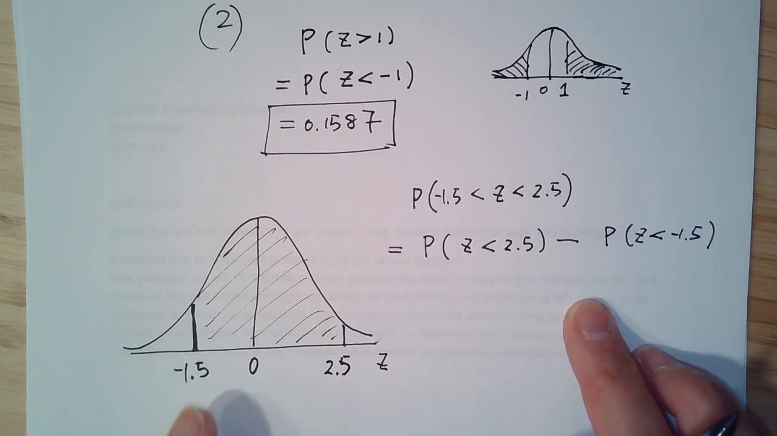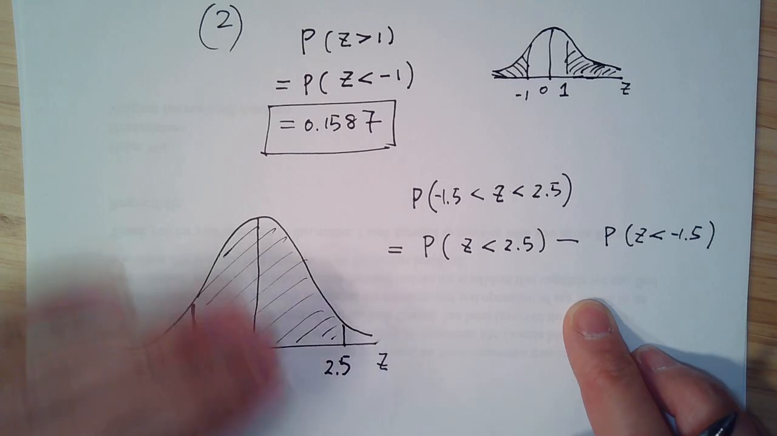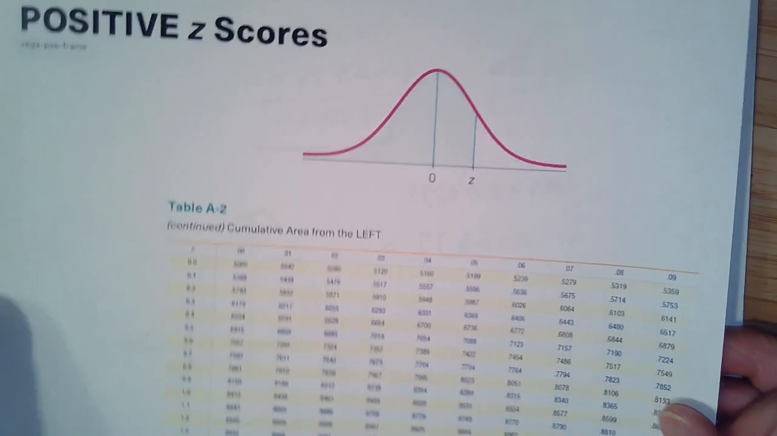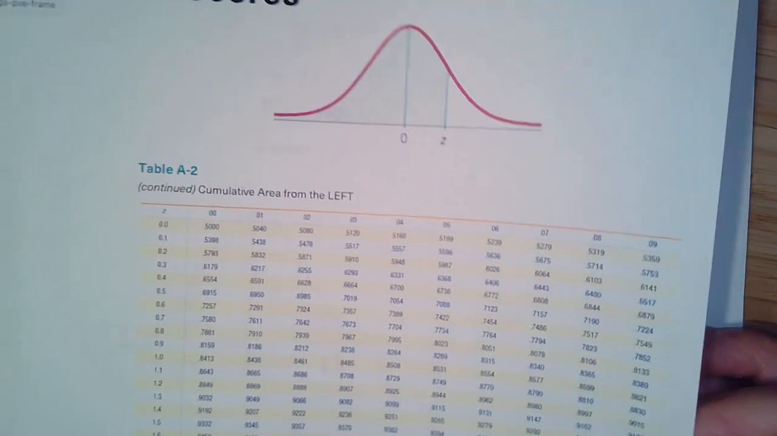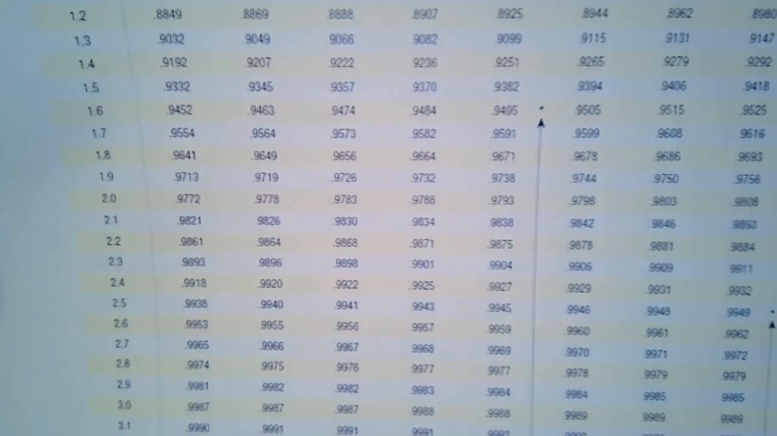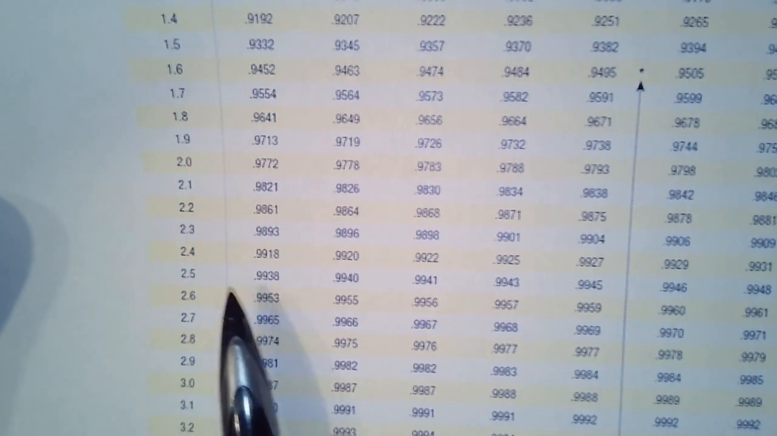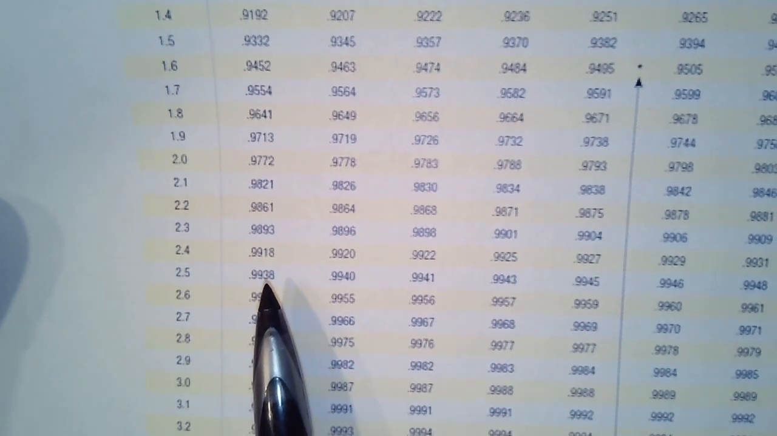You don't really need to write this for me, but you should be very clear in your mind what you're doing. All right, so from negative 1.5 to 2.5, we check the area to the left. We use a positive z-score, and then we check 2.5. Now I ask you to do 2.5, which is 2.50. So 2.5 is 0.9938.